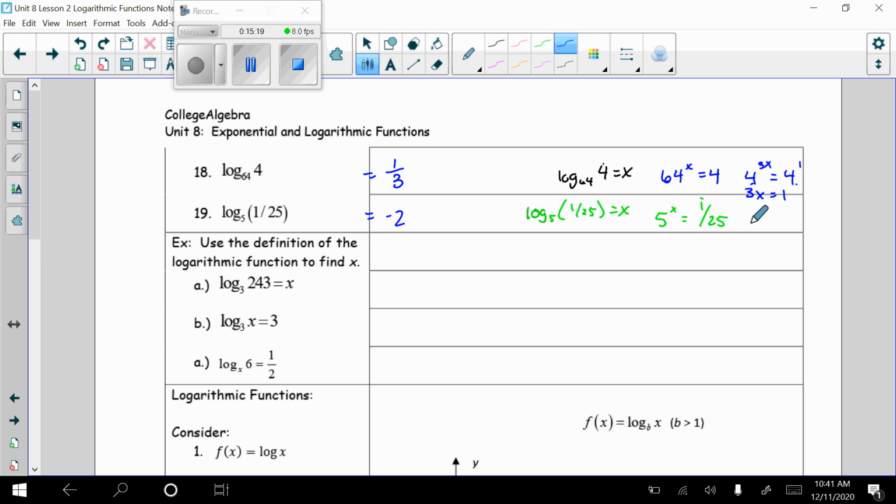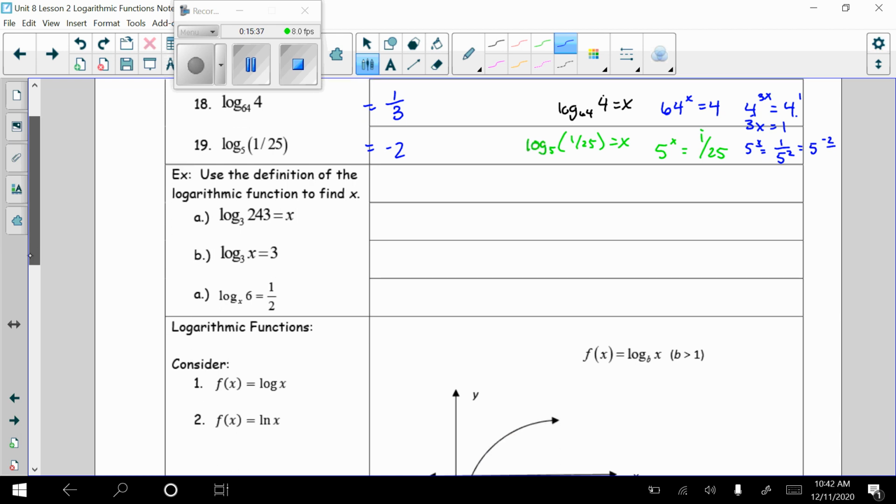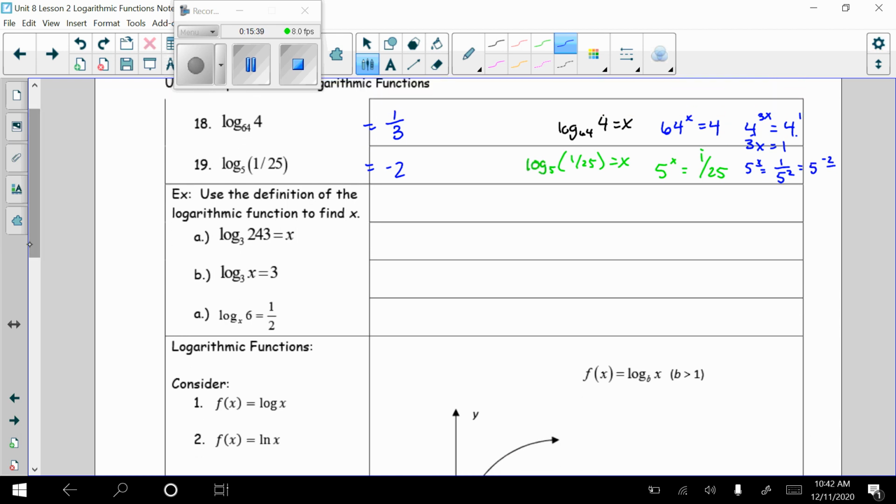If not, rewrite this in terms of 5. So 5 to the x power is equal to 1 over 5 squared. All right, flip that over, which equals 5 to the negative 2. And now, hopefully, you can see that x is negative 2. And so it can get a bit tedious, but that's what you're doing each time.